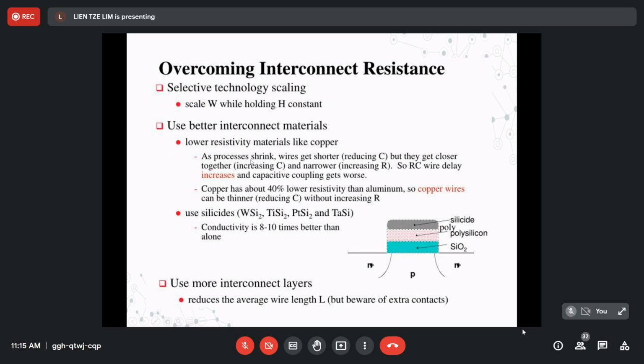And as the processes shrink, wires get shorter, but they get closer together, increasing the capacitance, and narrower, which increases the resistance. So the RC wire delay increases and capacitive coupling gets worse. Copper has about 40% lower resistivity than aluminum. So copper wire can be thinner, reducing the capacitance without increasing the resistance.